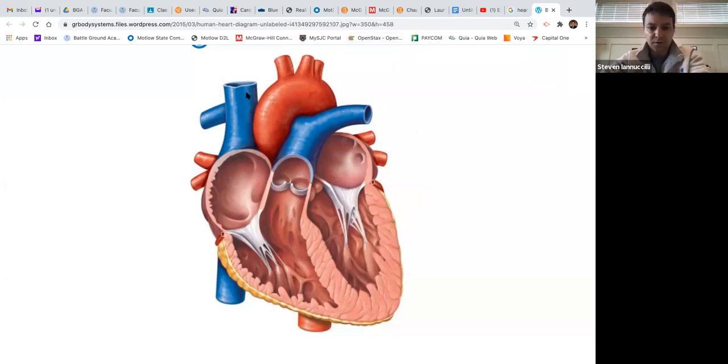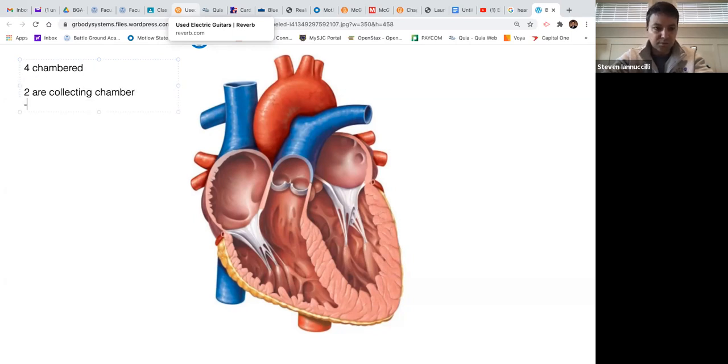The human heart is a four-chambered heart. Let me get my annotations here. So we have a four-chambered heart in the human body. Two of those chambers are collecting chambers, and we call those atria. And two of those chambers are pumping chambers. We call those ventricles. So we have four chambers. Two are collecting chambers, two are pumping chambers. The collecting chambers are called atria. The pumping chambers are called ventricles.